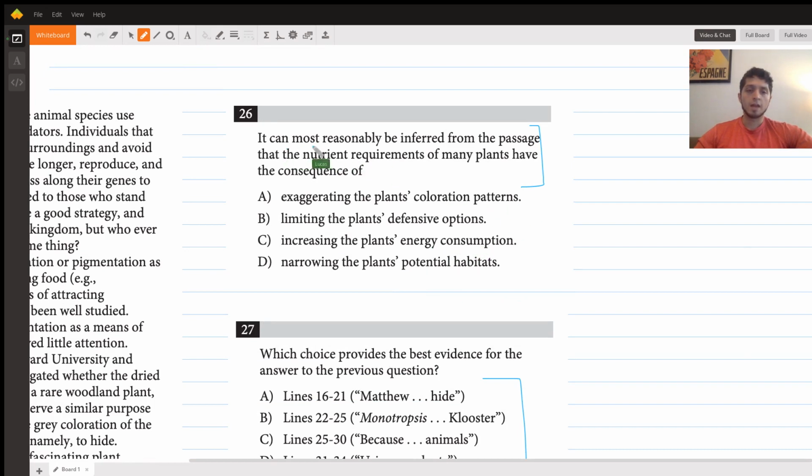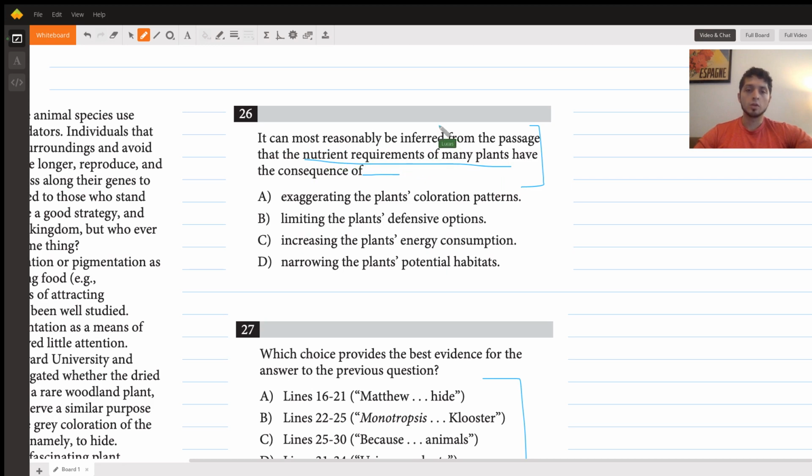So 26 asks, it can most reasonably be inferred from the passage that the nutrient requirements of many plants have the consequence of something. So this tells us that we need to look for a text in 27 that tells us something about the nutrient requirements of many plants. That's what we need. The next thing is this right here, reasonably be inferred.